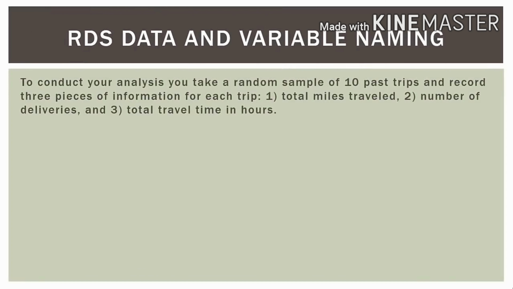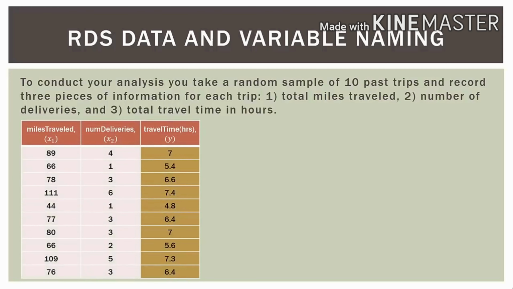To conduct your analysis, you take a random sample of 10 past trips and record three pieces of information for each trip. One, the total miles traveled. Two, the number of deliveries during that trip. And three, the total travel time in hours, which is what we're trying to predict. So you make a table that looks like this. We have miles traveled, num deliveries, which is the number of deliveries, and travel time in hours along the top. We have labeled them x1, x2, and y.